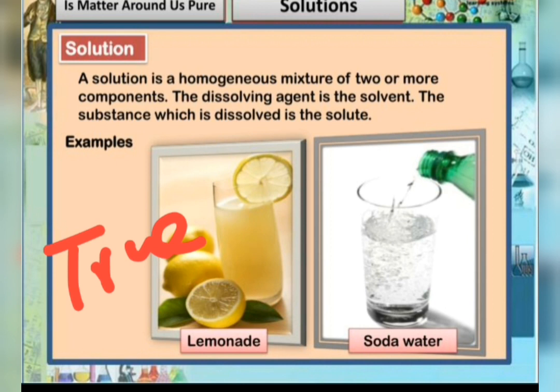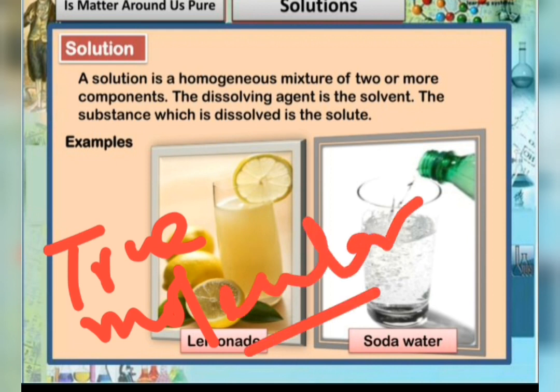Why true solutions? Because in these solutions, particles of salt and sugar are mixed so well with water that we cannot distinguish one from the other. True solutions are also known as molecular solutions, again because the size of dissolved particles, the size of solute particles, is the same as that of a molecule. So that is why molecular solutions. And in this chapter, when we talk of a solution, it will mean a true solution or a molecular solution.